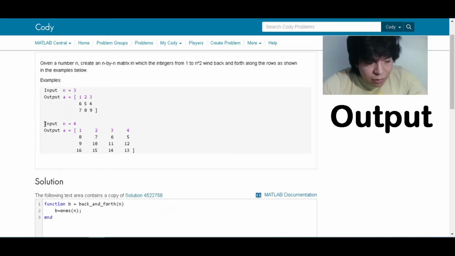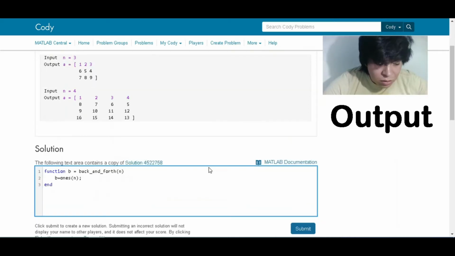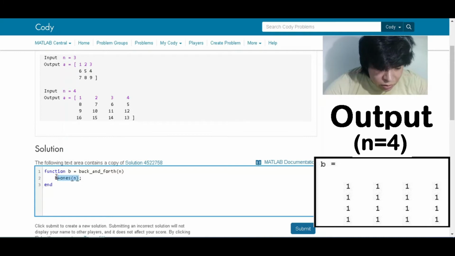Then we have an input of n equals 4, and we have the same pattern here. We have a matrix from 1 to 16, but we have to keep going like this. So how can we make this? Since we are starting with a matrix of 1s, now we have to change the values. Since we have a matrix here of n by n, but all the values are 1s, we have to change that. How can we make this?